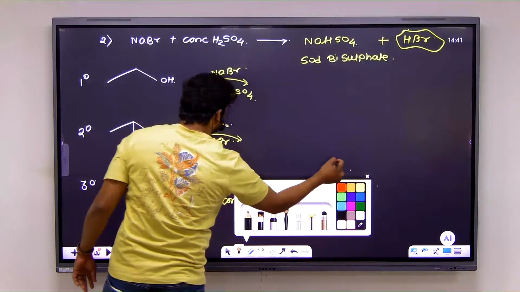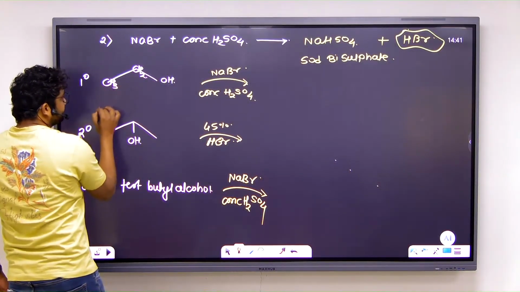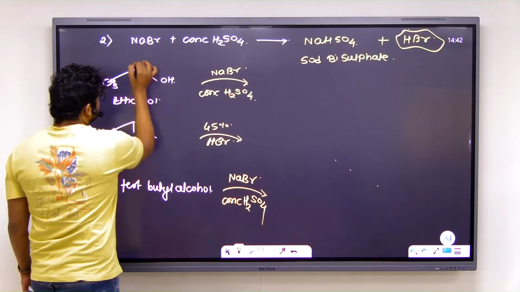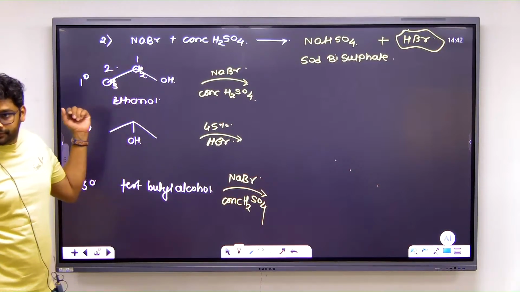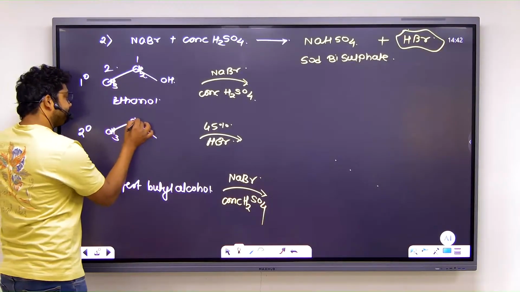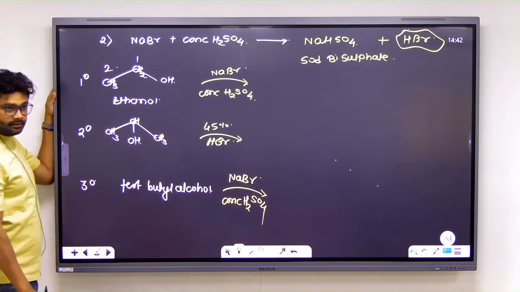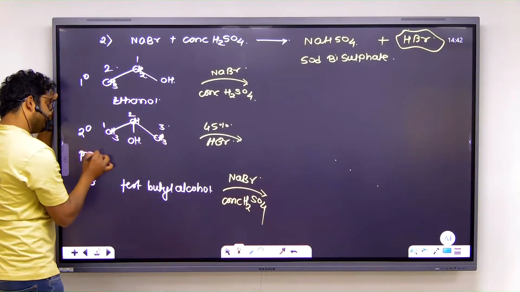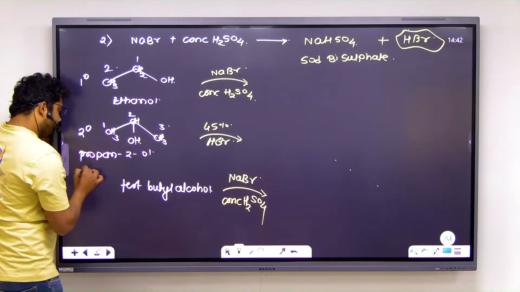Name of the first compound. Every corner is a carbon. What is the IUPAC name? Ethanol. Are you comfortable with this? What is the IUPAC name of the second? 1, 2, and 3. Propan-2-ol. What is its common name?